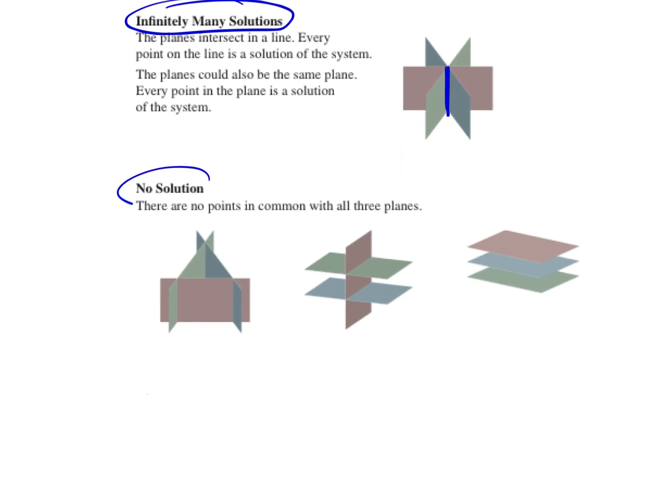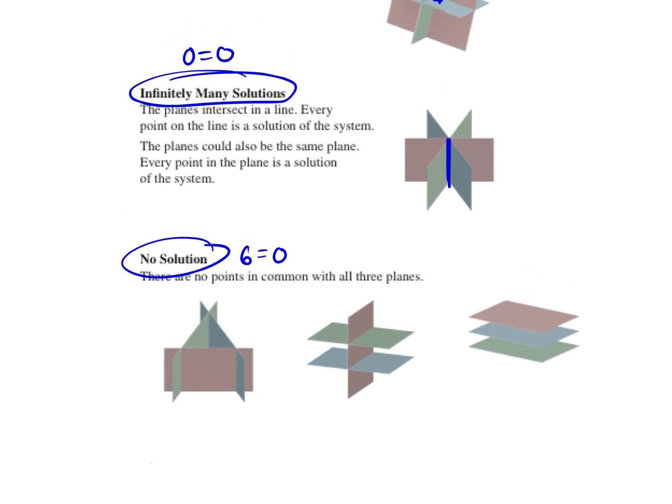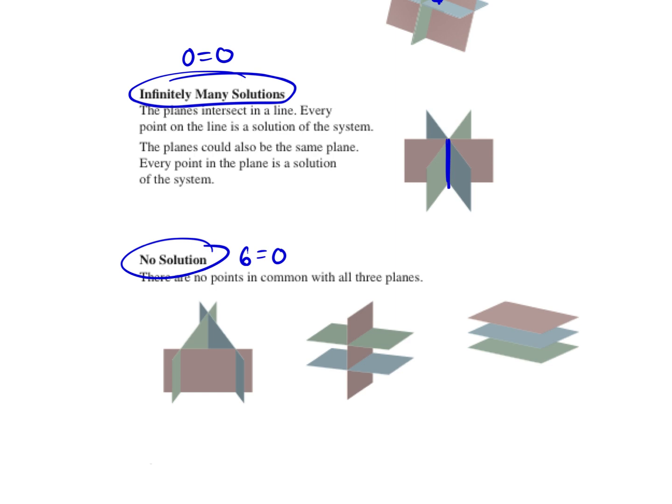And then we could possibly have no solution where all three of our planes don't intersect. This would be if we get something like 6 equals 0, something that's not true, because 6 doesn't equal 0. So here we could possibly have infinitely many solutions, no solution, or just one solution.